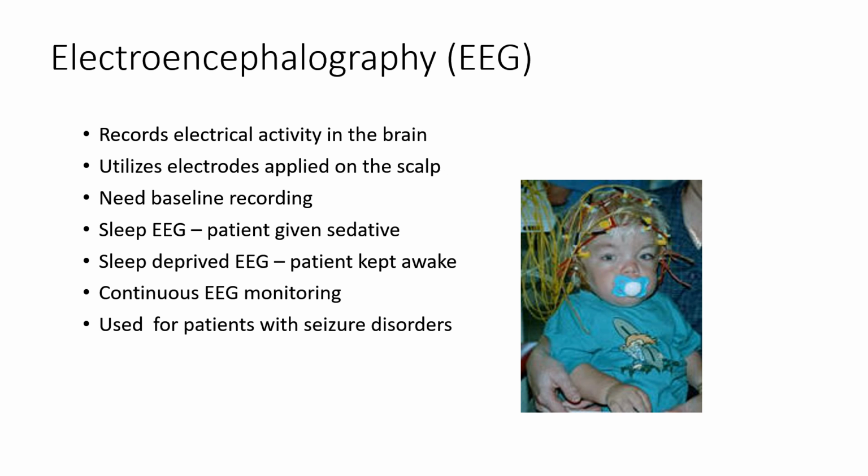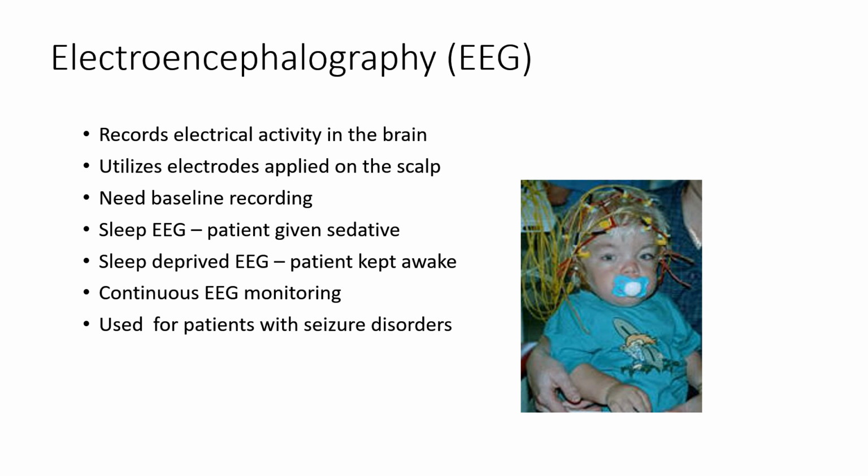Electrodes, usually 16 to 24 of them, are applied on the patient's scalp. A baseline recording is taken where the patient lies very quietly with their eyes closed, and then a reading of the patient's brain waves occurs on the monitor or on paper. It can be printed.